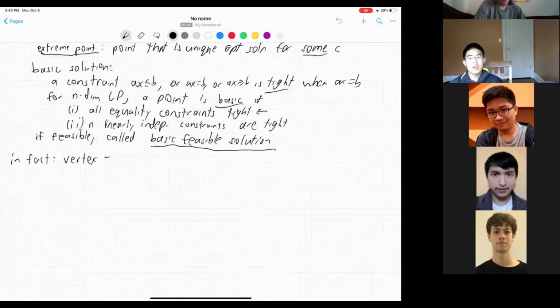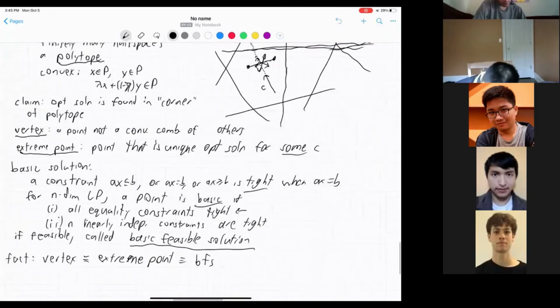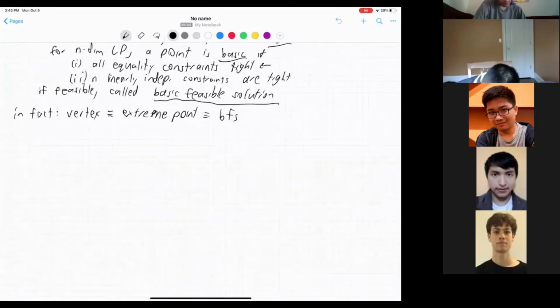So we can prove that any vertex is an extreme point and is a basic feasible solution. And I'm not going to prove this in full, but I'll give you some pieces of the proof. And I'll let you fill in the others if you care. I mean, this is math, not computer science, so I don't want to spend too long on it. But here are some pieces of the proof.